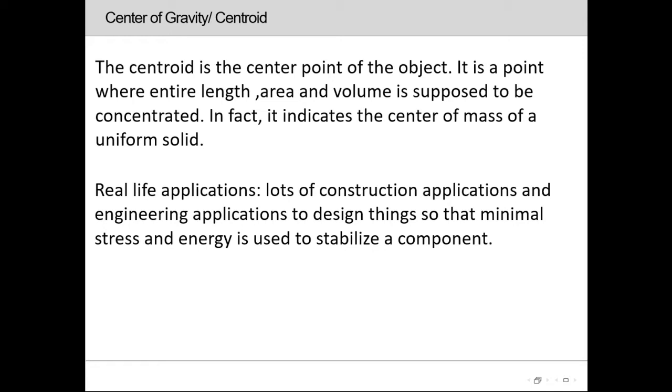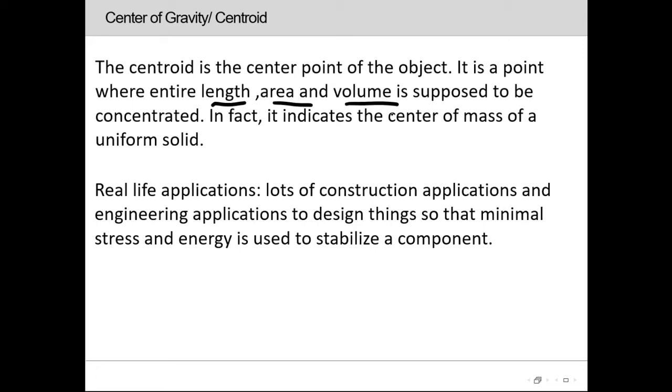The point at which length, area, and volume is supposed to be concentrated is known as centroid or center of gravity. In fact, it indicates the center of mass of a uniform solid.